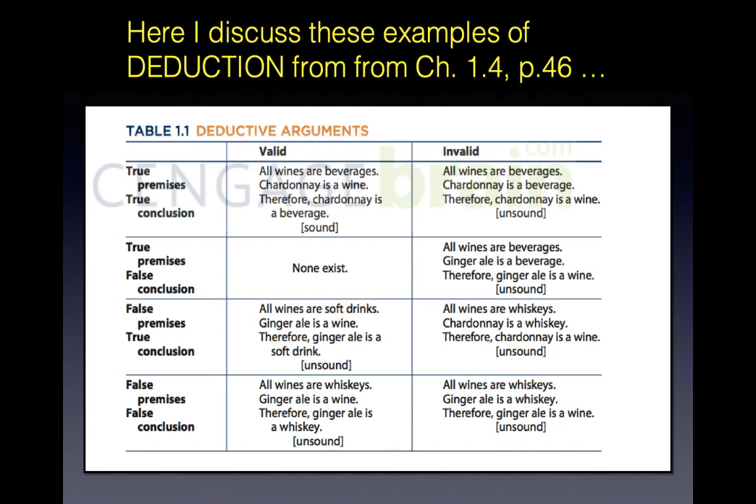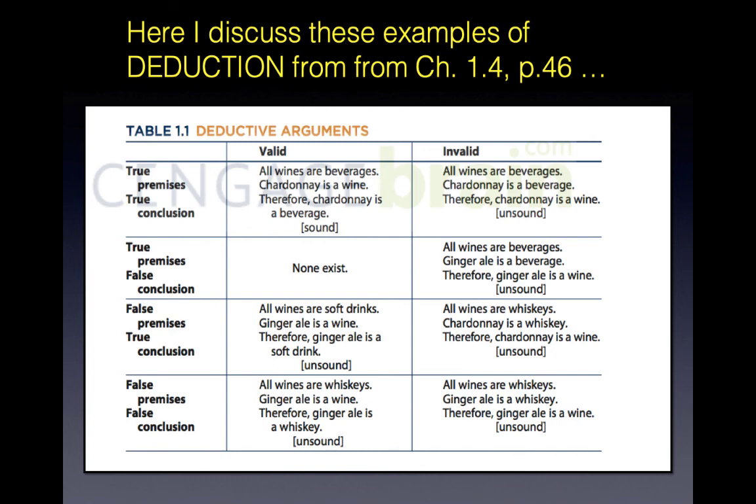I'm going to talk about a couple of these deductive arguments from page 46 in the text. Now, you should review each of these. On the chart, you can see that arguments that are deductive are either valid or invalid, and there are four possibilities here. You could have all true premises and a true conclusion. You could have all true premises and a false conclusion. You could have a false premise with a true conclusion. You could have all false premises and a false conclusion. These are the permutations.